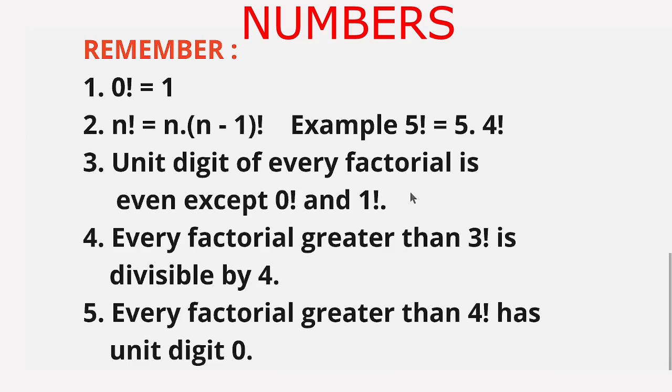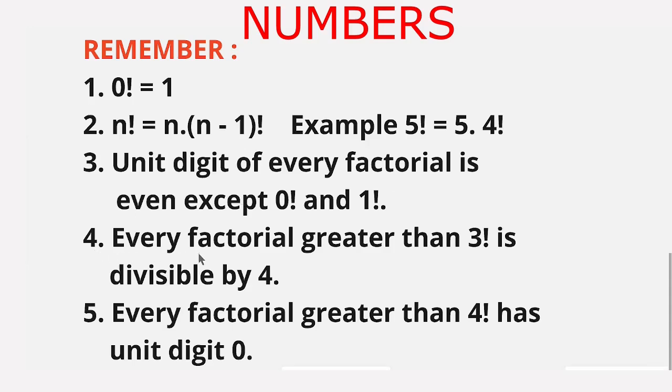As I had requested you to memorize the values of factorials up to 7 factorial, and as described here, unit digit of every factorial is even except 0 factorial and 1 factorial. As 2 factorial is 2, 3 factorial is 6, 2 and 3 factorial both have unit digit 2 and 6 which is even. 4 factorial has the value 24, that is also even. So every factorial other than 0 factorial and 1 factorial has unit digit even.